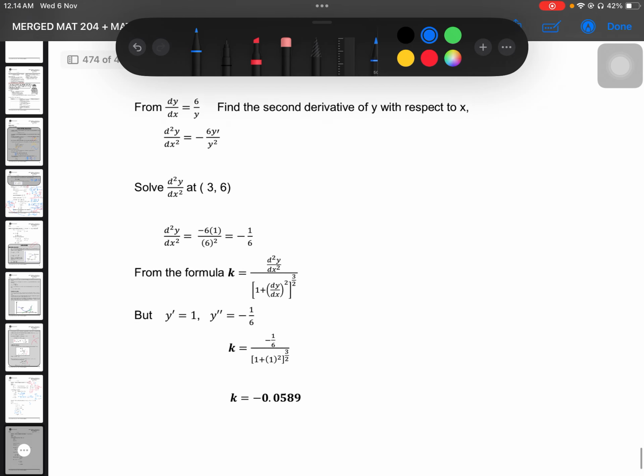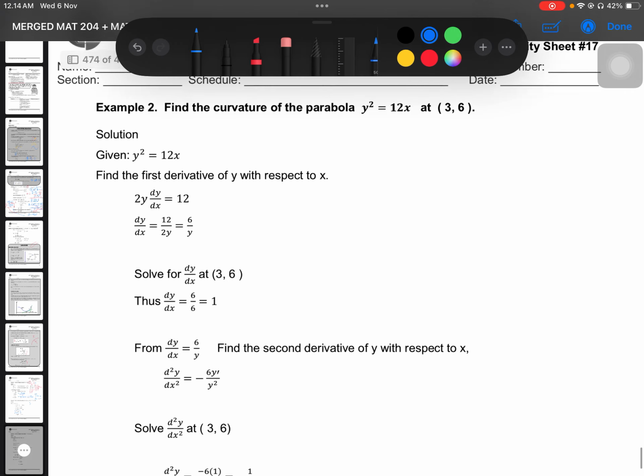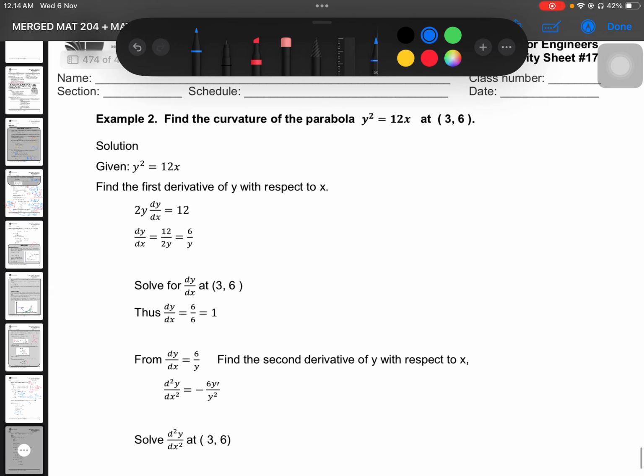Okay, so, may binigay din dito na, okay, example number 2, but the curvature of the parabola. Okay, so, same process, yun lang din naman yung kalalabasan. Okay, but then dito kasi ay naka-y squared siya, wherein ito ay implicit differentiation. Okay, so, mas maganda dito kasi dy over dx na siya. Okay?